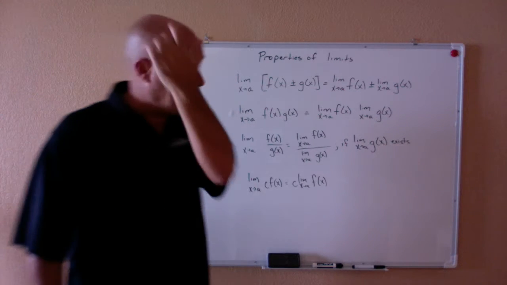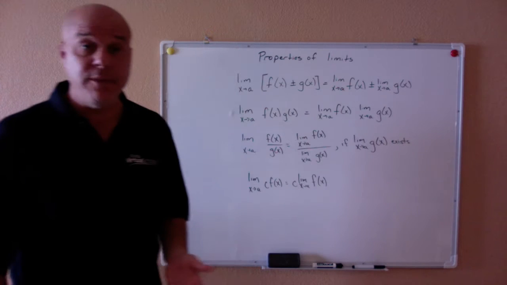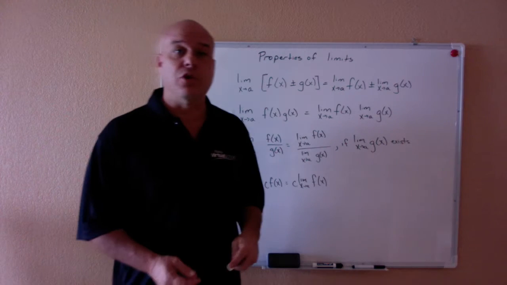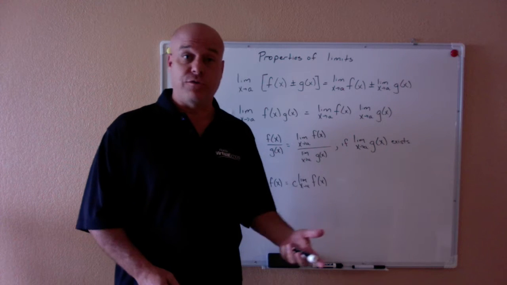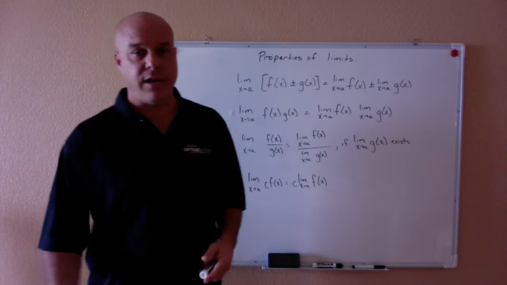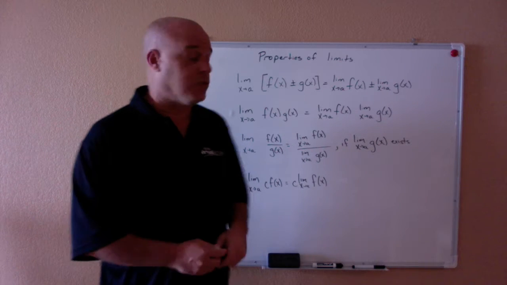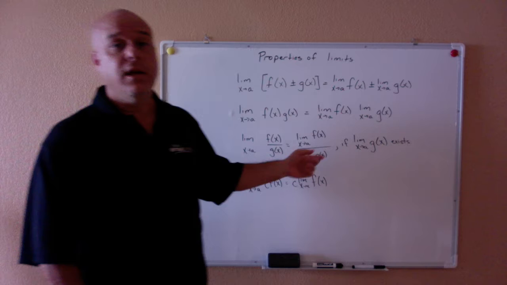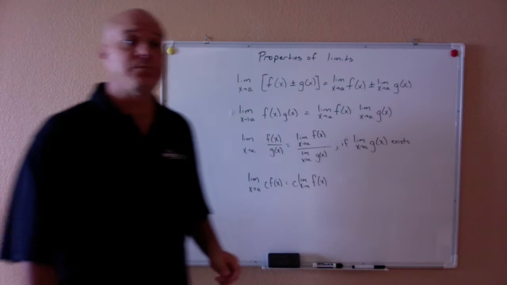Same is true about the limit as x approaches a of f of x times g of x. I'm also allowed to look at the limit of the first function times the limit of the second function and then multiply the results together. So the limit of the product is equal to the product of the limits.